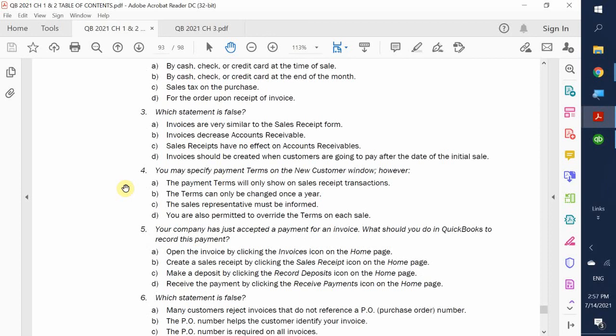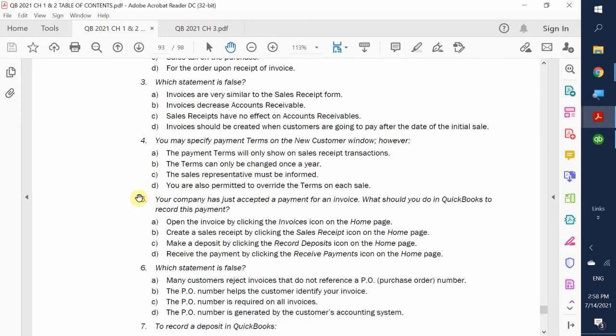Number 4, you may specify payment terms on the new customer window. However, D, you are also permitted to override the terms on each sales form. So yes, that is true because we've seen it before, right? If for some reason there's a special sale today or I want to give this person a special discount, even though I set it in my customer window, I can always override it when we invoice them. You can always change any piece of information at any given time. It's not set in stone.